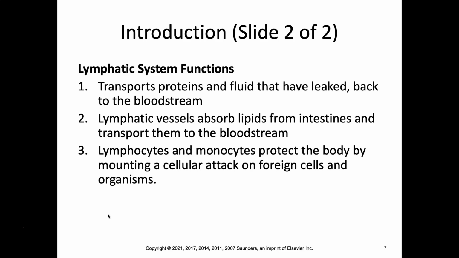Your lymphatic vessels absorb lipids from the intestines and then transport those to the bloodstream. And lipids are fats, so it's different than nutrients, let's put it that way. Lymphocytes and monocytes protect the body by mounting a cellular attack on foreign cells and organisms. That's your immune system. That's why lymph and immune are used together. They're not interchangeable, but handling the immune system is a big part of what the lymphatic system does.